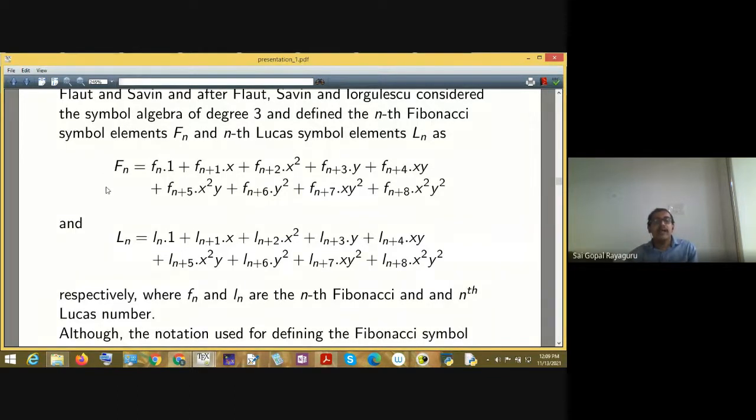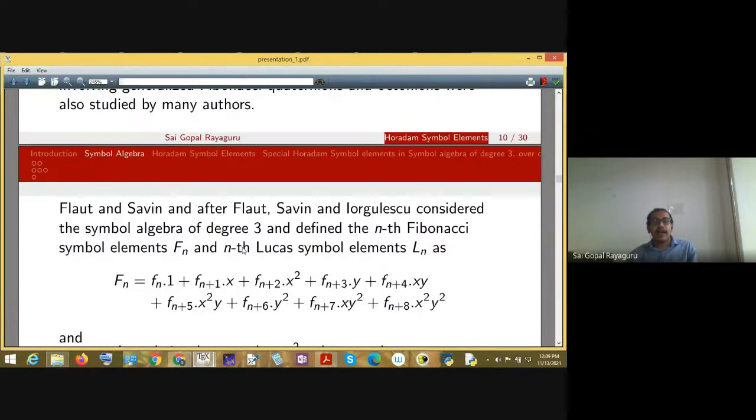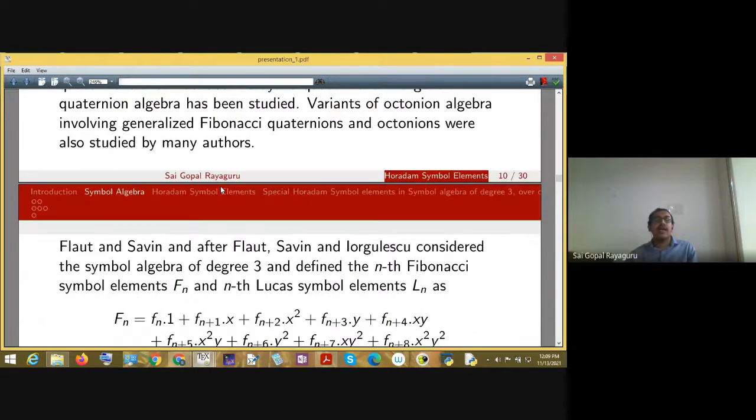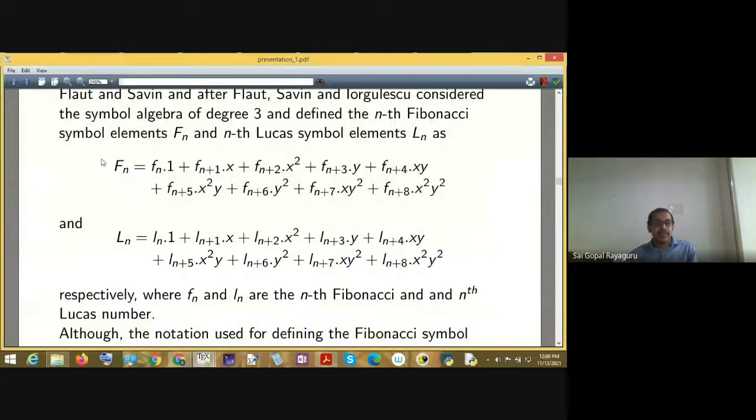So they defined Fn as fn, fn plus 1 into x, like that up to fn plus 8 into x square y square, and the same in the case of Lucas numbers, just by replacing fn with ln. One should not confuse this. In the Fibonacci quaternion, this capital Fn denotes the nth Fibonacci quaternion, and in the symbol element this capital Fn denotes the Fibonacci symbol element. The notations are the same, but they are different. Here the small fn and small ln denote the nth Fibonacci and nth Lucas numbers respectively.